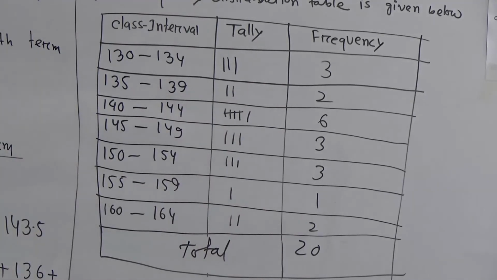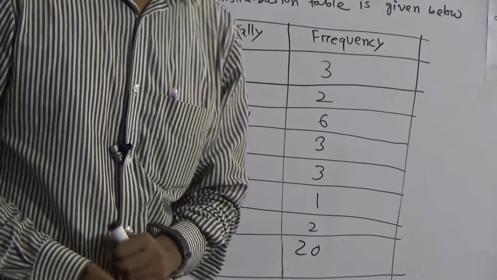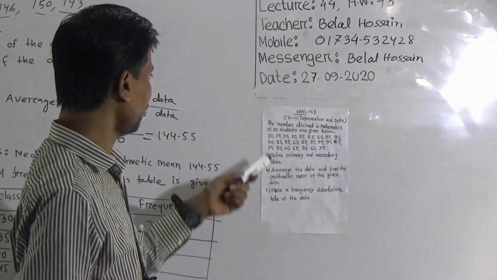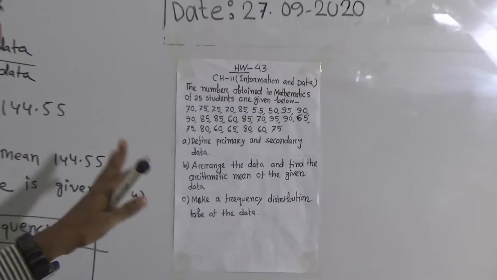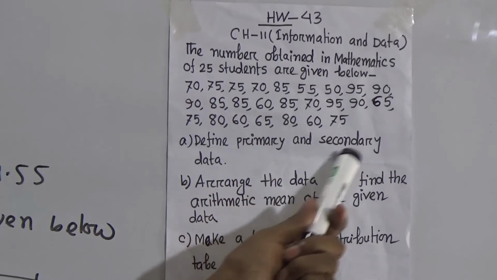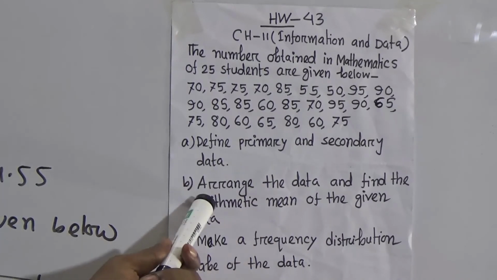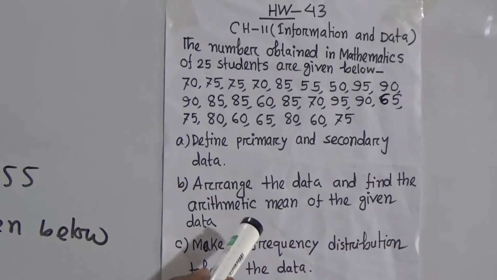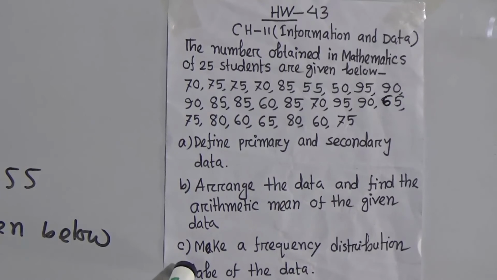Dear student, I hope you understood. Now I want to talk with you about our HW topic. You see HW topic chapter 11, information data. Dear student, this math and this math are almost the same. A number: define primary and secondary data. B number: arrange the data and find the arithmetic mean of the given data. Same as today's question. And C number: make a frequency distribution table of the data. That means today's topic and that question are the same.